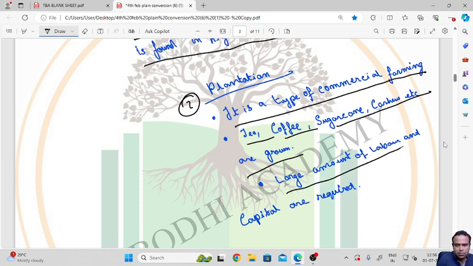A large amount of labor and capital are required. In commercial farming, a large amount of labor is required and a large amount of capital is required. So plantation is a type of commercial farming.